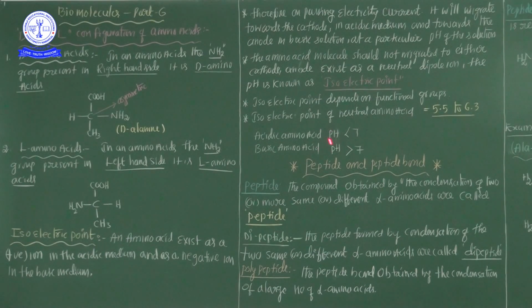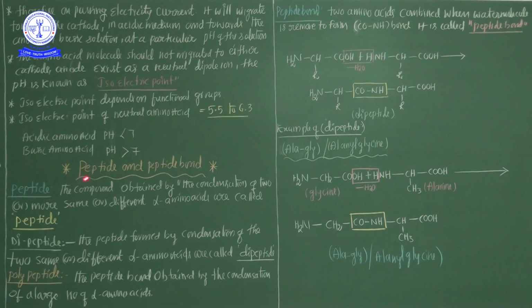Now we are going to start peptide and peptide bond. Okay my dear students, now peptide and peptide bond. It's a very important part in amino acids, peptides and peptide bonds.